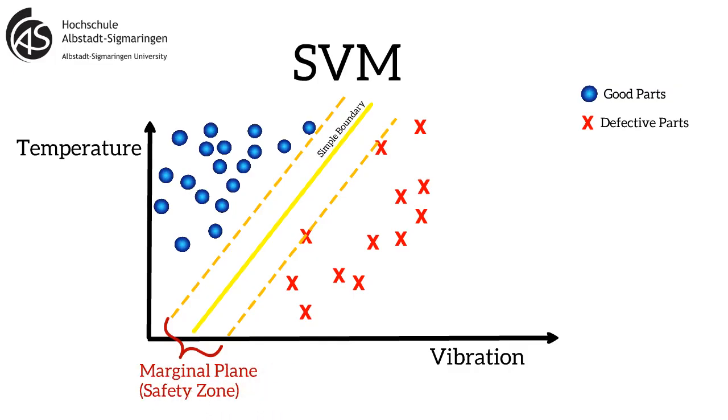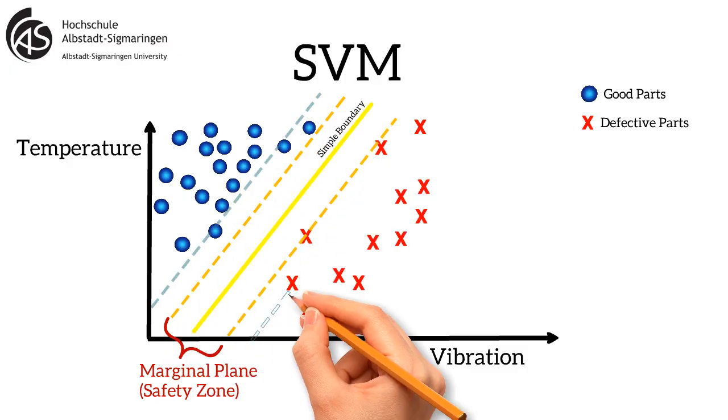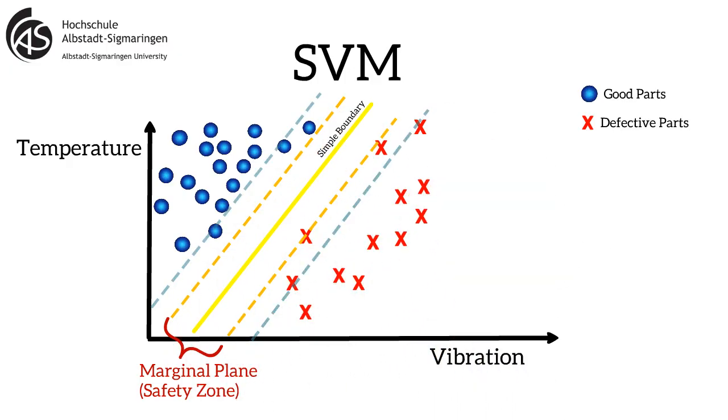Why is a large margin good? Because in the real world, measurements are not perfect. Sensors are noisy, machines vibrate, temperatures change slightly. If your boundary sits too close to the data points, a tiny change in a reading can flip a good part to defective or the other way round. If your boundary has a wide safety margin, then small changes in the data do not change the decision so easily. In simple words, a big margin usually means a more stable and more reliable model.